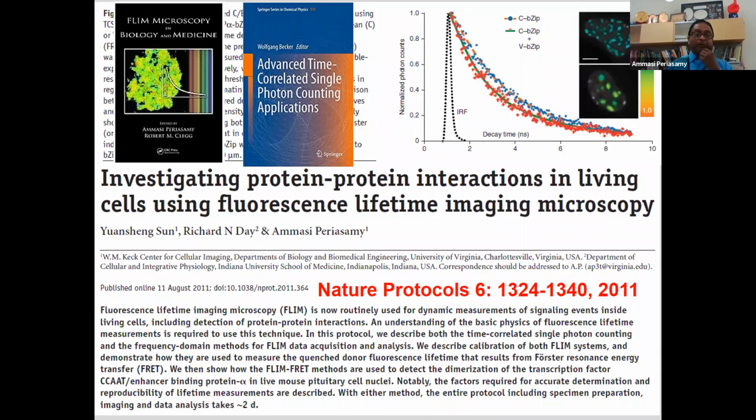So we wrote a review article on investigating protein-protein interaction in living cells in Nature Protocols, where we wrote the pluses and minuses of the techniques, with step-by-step instructions using Becker and Hickl software, and also the ISS frequency domain method. Wolfgang also edited a book, and myself and Robert Clegg edited a book on lifetime imaging microscopy.